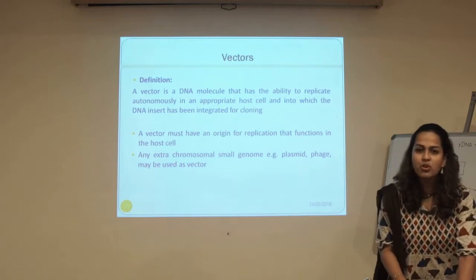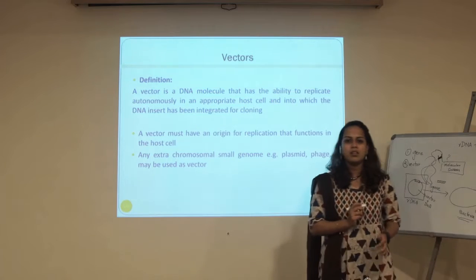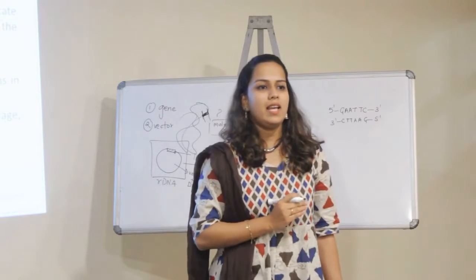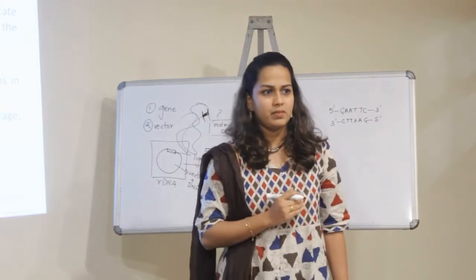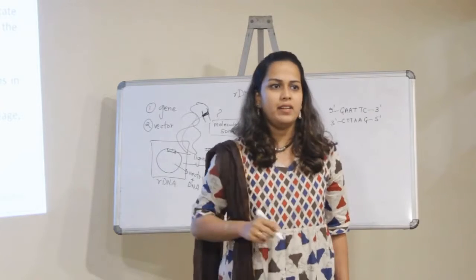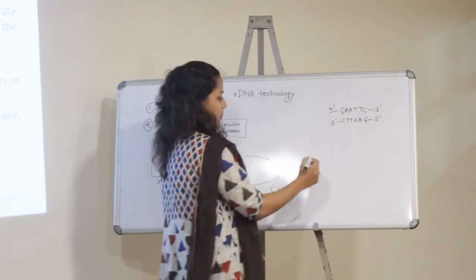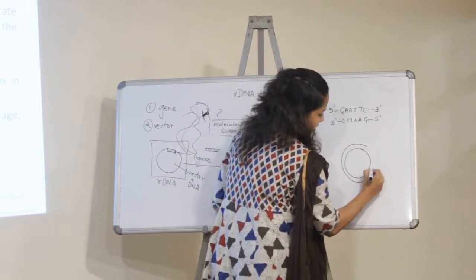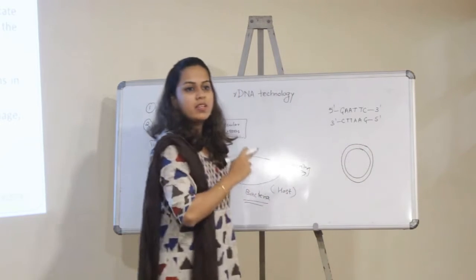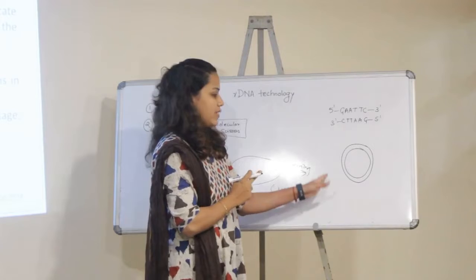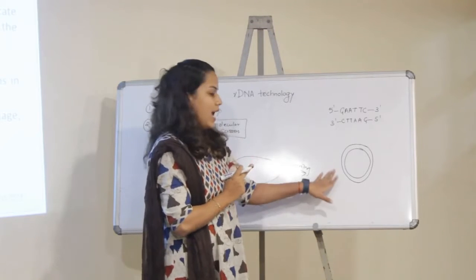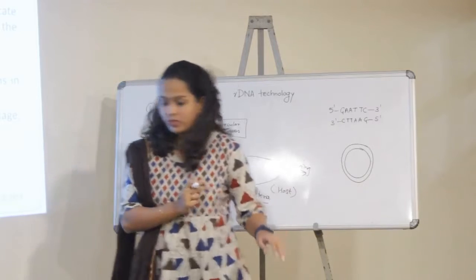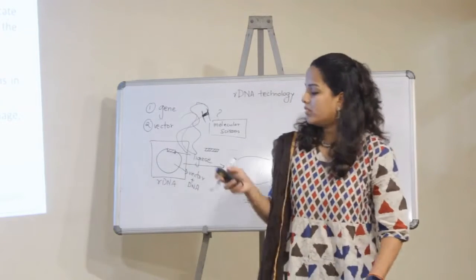Okay, the most commonly used vector is your plasmid. Plasmid is nothing but an extra chromosomal DNA. It is a double-stranded circular DNA. So your plasmid looks something like this. Double-stranded circular DNA. It is present extra chromosomally and it has the ability to replicate on its own. So we will see some features of the vectors.